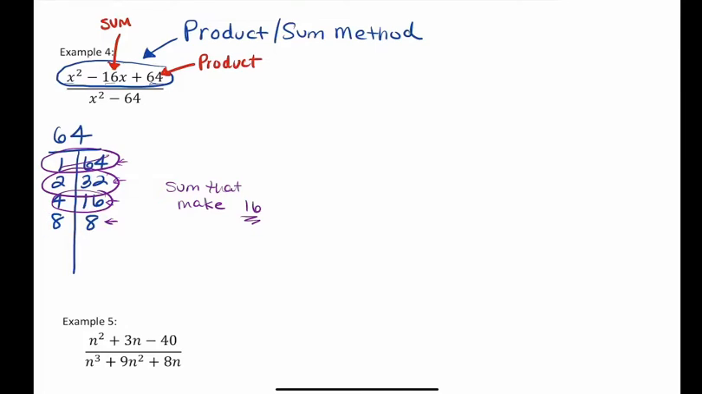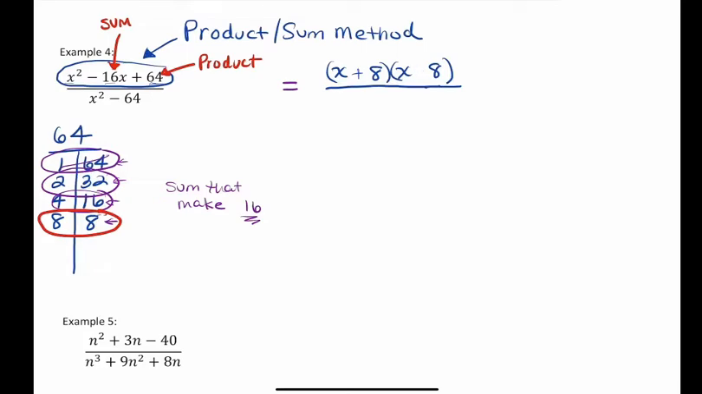So 8 and 8. Okay, now if you remember, when we do this, we're going to set up two blank binomials here. And I'm going to put x here, I'm going to put x there. And we've decided here that 8 and 8 make the product of 64, because 8 times 8 is 64. But we also want to make sure that 8 and 8 make the sum of negative 16. Well, if we put plus here, that makes positive 16, so that's not going to work.